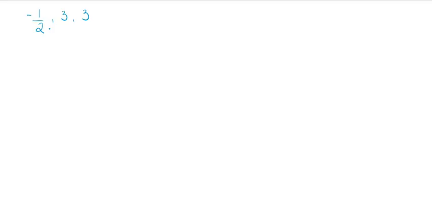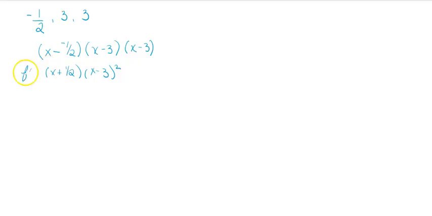If negative 1/2 is a zero of a particular polynomial function, then isn't x minus negative 1/2 a factor? So I'm going to rewrite this as a factor, x minus negative 1/2. And if 3 is a zero, then x minus 3 will be a factor. And if, again, repeated, like we had before, x minus 3 is a factor. Now this is simplified: x plus 1/2 times x minus 3 squared. And that's going to be equal to my f of x.